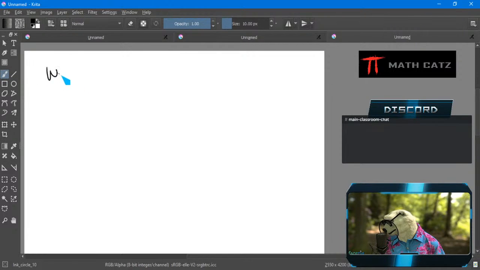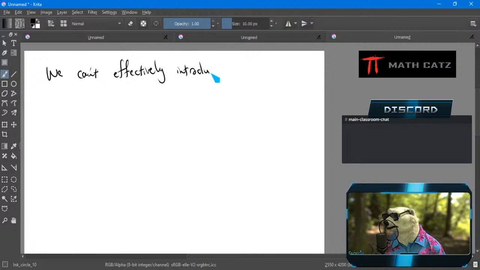So let's say here we can't effectively introduce more and more symbols, right? People are going to forget. It's just going to get really long. You see some of those Roman numbers are super long, and it gets a little tricky.